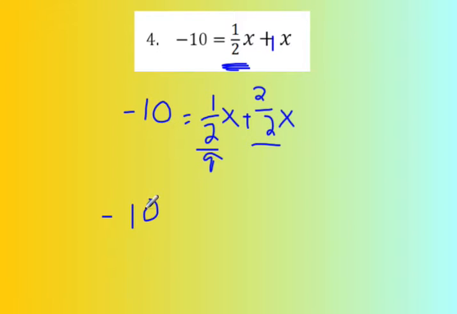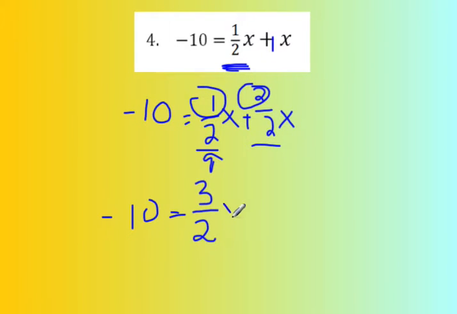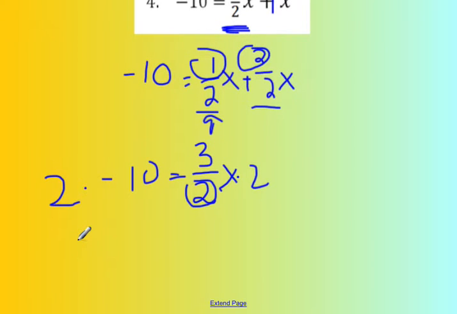But now, since I have the same number on the bottom, I should be able to add them together. So when I add fractions, I'm going to add the numerators. So that's going to give me 3, and then I'm going to keep that 2 on the bottom, and I'm just left with x. So now, in order to get rid of this fraction, first thing I'm going to do is I've noticed that it's being divided by 2. So I'm going to start by multiplying both sides by 2. When I do that, I get negative 20 is equal to 3x.